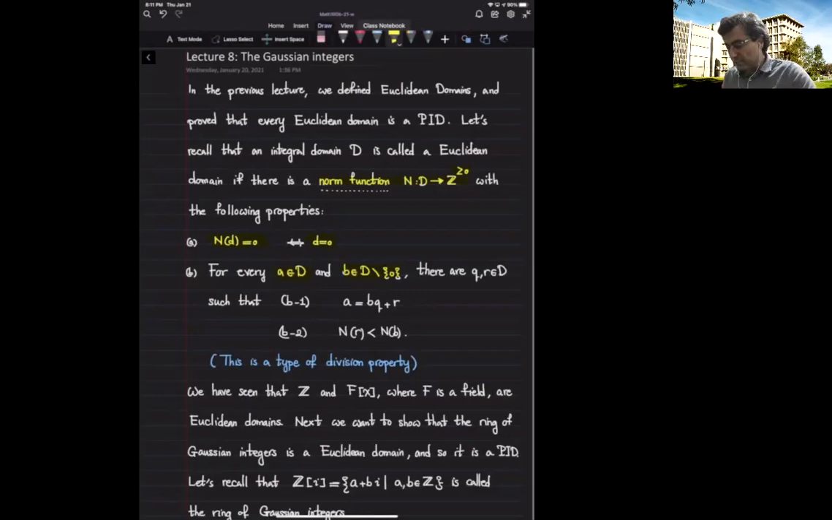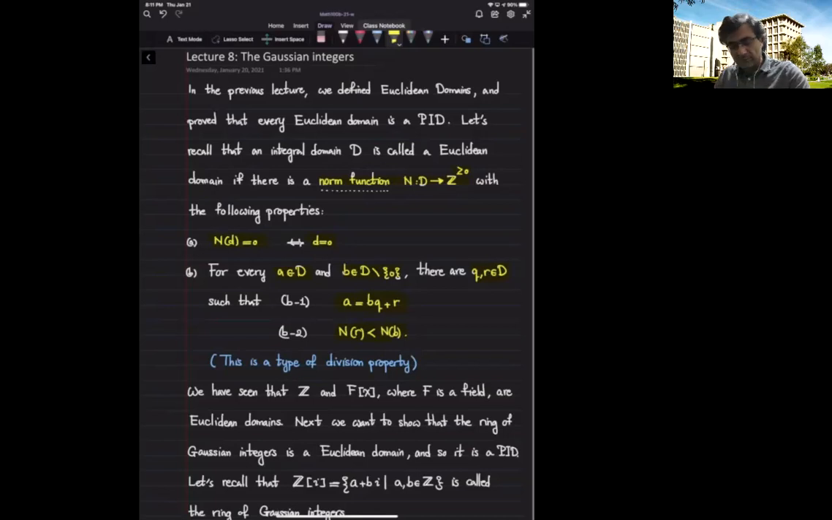That means we can find a quotient and a remainder inside this ring such that A is B times Q plus the remainder, and the reason that we call it a remainder is because its norm is supposed to be strictly less than the norm of B. So notice that here we are not asking for Q and R to be unique. We are just asking about the existence of such elements. Whenever we have such a norm function with these properties, we call it a Euclidean domain.